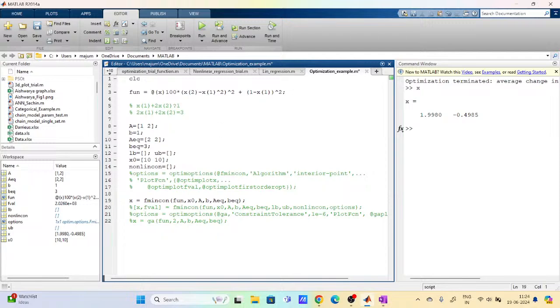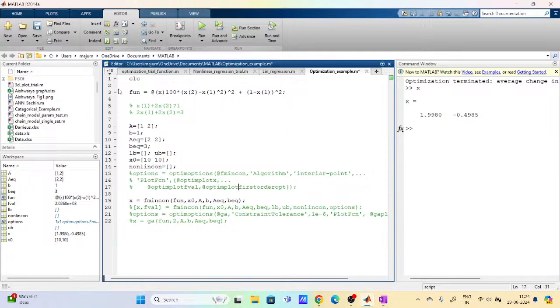Right now, do not look at this percentage symbol, which marks the green colored commands. I have deactivated these green color codes because I am not going to explain them right now. One by one, I will explain.